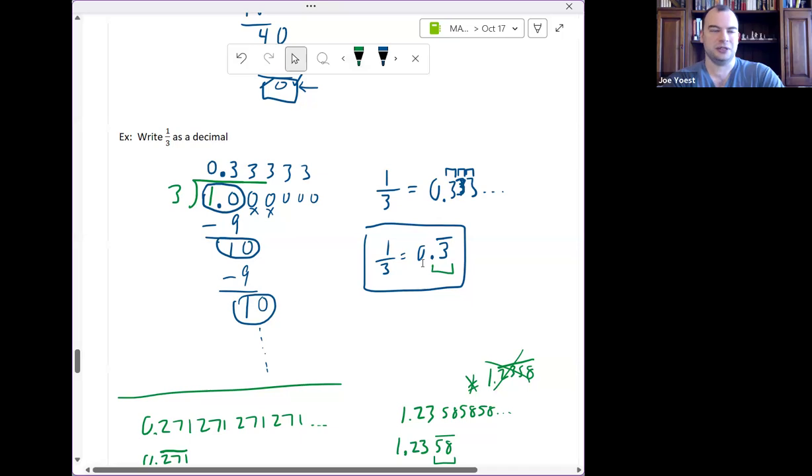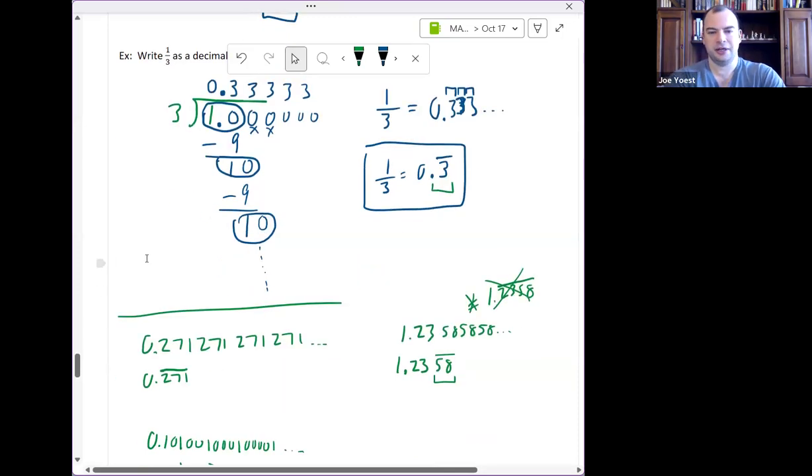So the idea of a decimal that terminates or repeats is essentially equivalent to the idea of a fraction that's the ratio of whole numbers. Any questions on any of that so far?